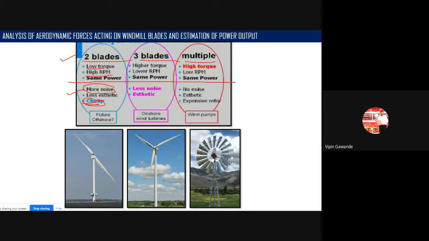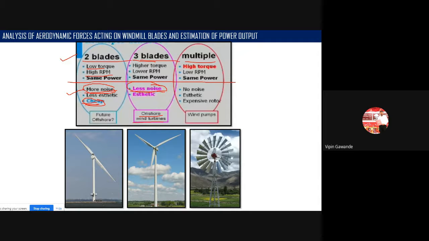Now why 3 blades? The 2 blades produce more noise, so we can't put them in a residential area. But if we put the 3 blades, it generates less noise. So that's why wind turbines with 3 blades are mounted in residential areas, or nearby residential areas, or on the hill areas or onshore. We call it the onshore wind turbine. This is because of its characteristic of less noise.